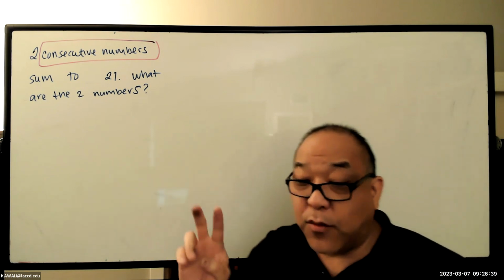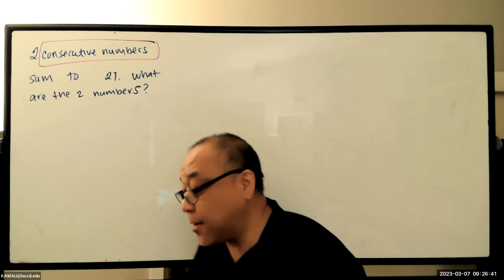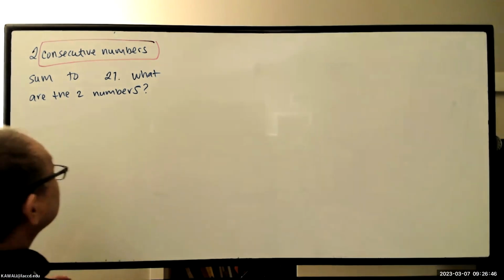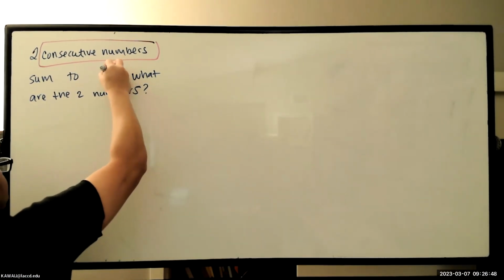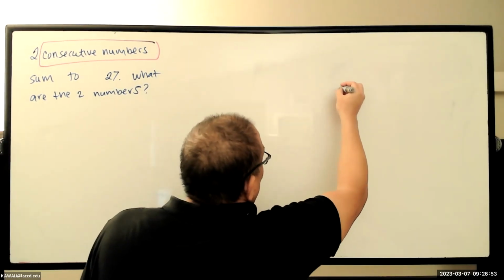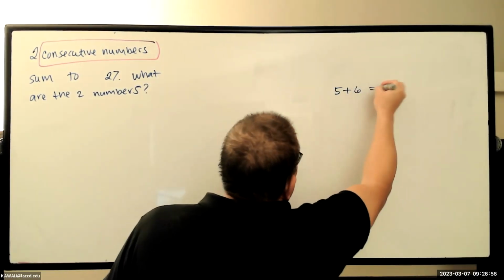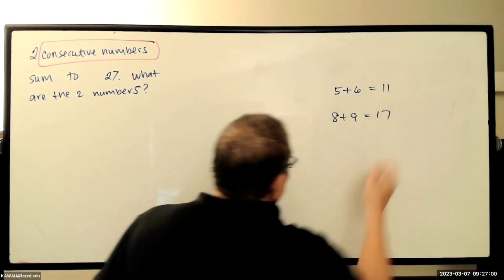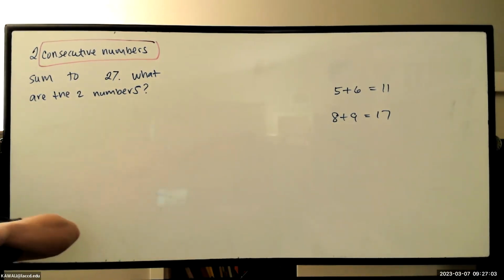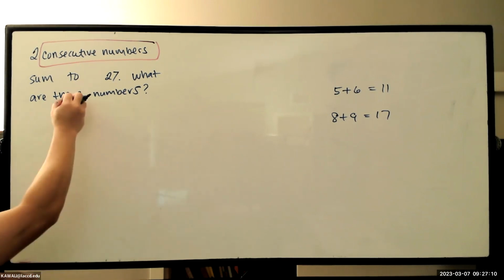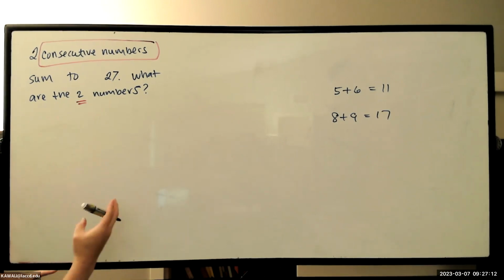Now, what they're saying is that we have two numbers that when we add them together, right, they are 27. Doesn't look like a 7, does it? Now, when we say consecutive numbers, we mean like 5 plus 6 is equal to 11, or 8 plus 9 is equal to 17. We want to say, what two numbers do we add up and get 27? Okay. Now, what you want to do is you want to divide the 27 by how many numbers there are.